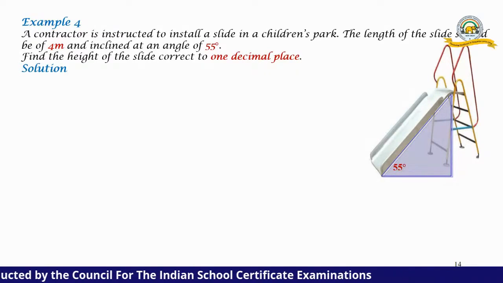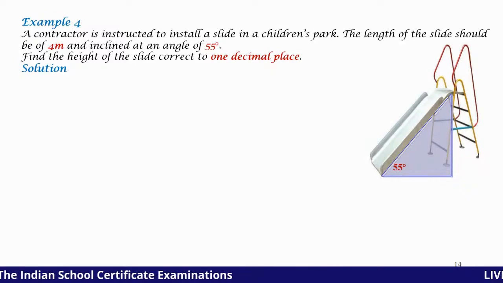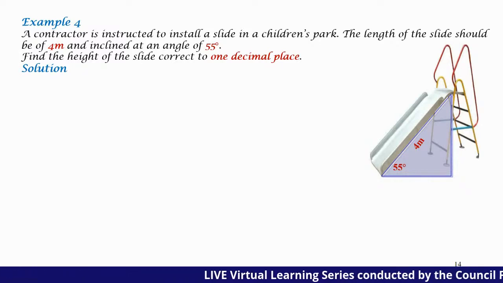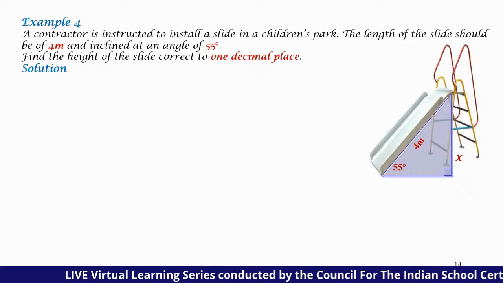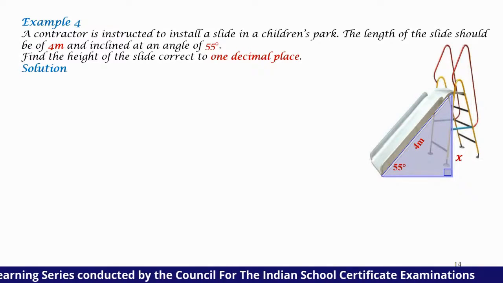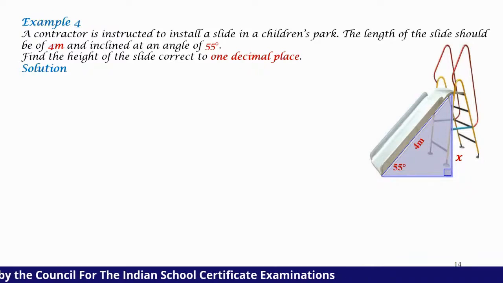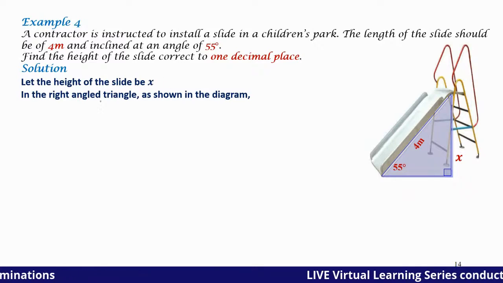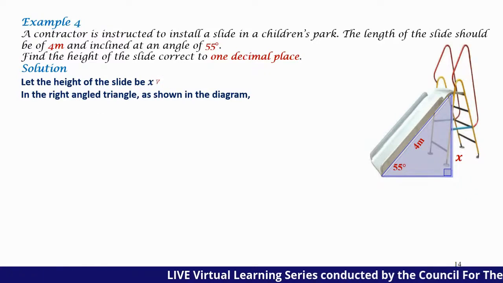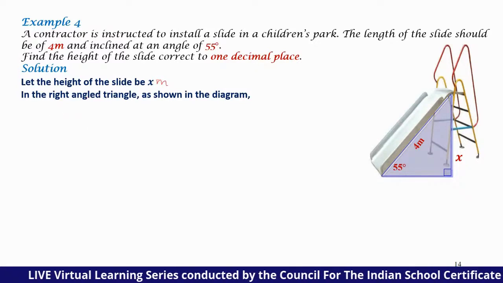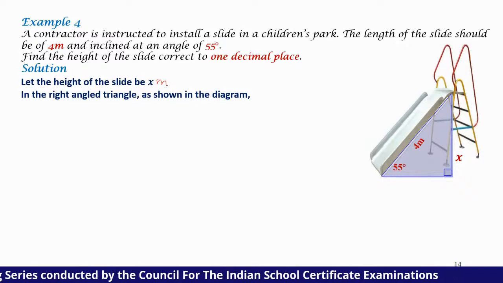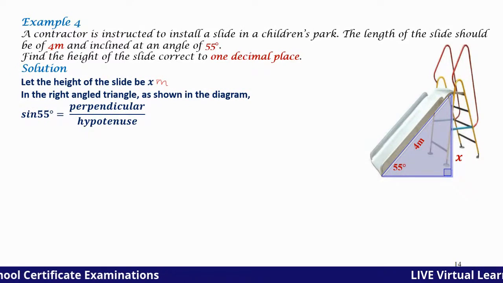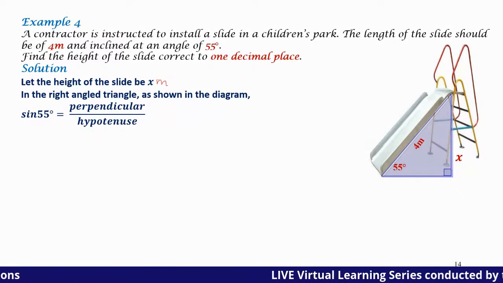So 55 degrees, enter the data that is given. That is the best way to work out. So 4 meters, the length of the slide is given already, and we need to find the height. So let's name it as x meters. Let the height of the slide be x meters. In the right angle triangle, as shown in the diagram, we have sine 55, because perpendicular and hypotenuse, we use our sine ratio. Sine 55 is perpendicular by hypotenuse.